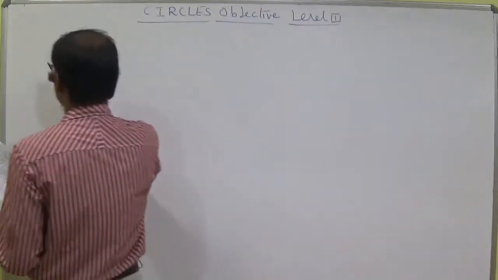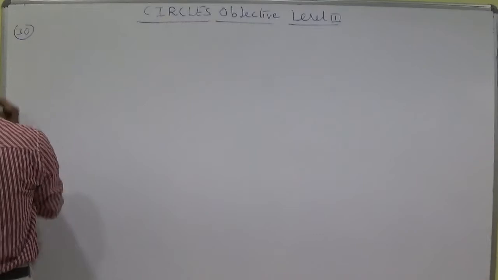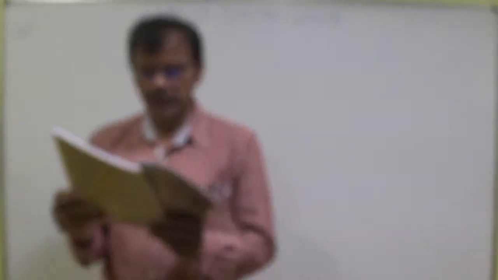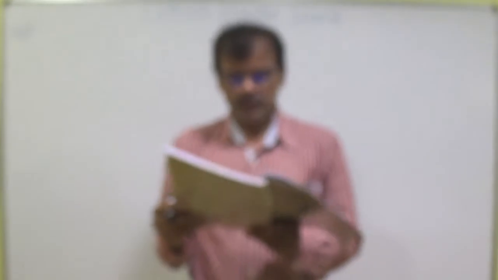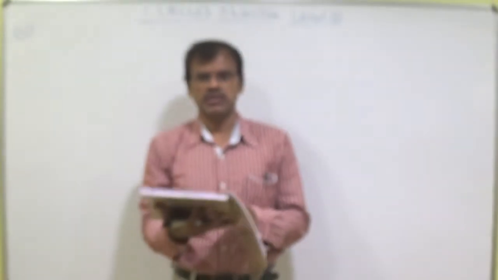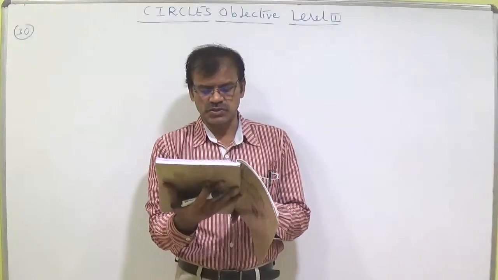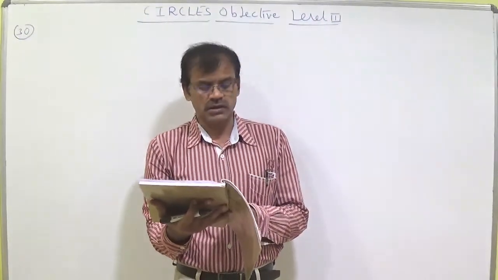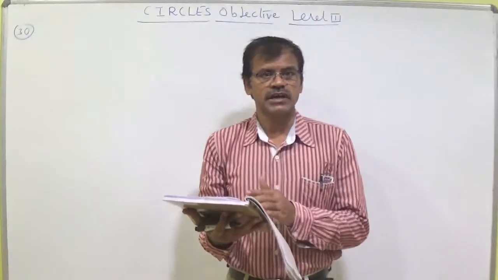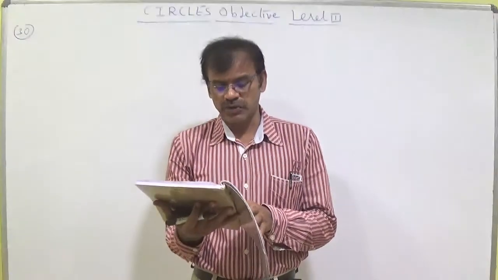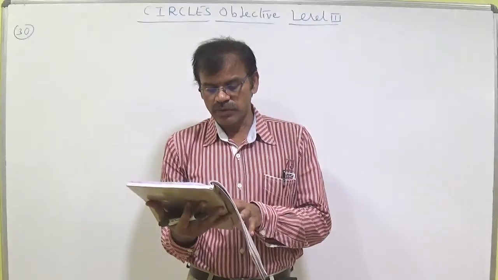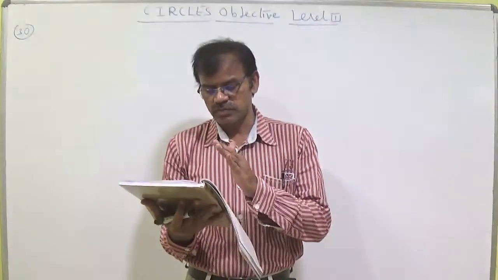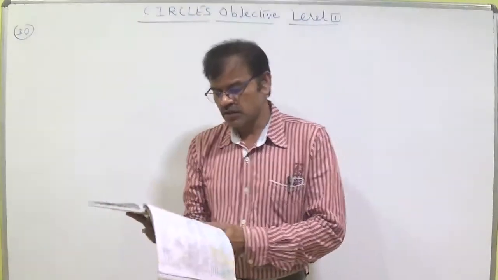Circles objective level 3, 30th question. Let A and B be two fixed points. If a perpendicular P is drawn from A to the polar of B with respect to the circle x square plus y square is equal to a square. A circle is given as x square plus y square equal to a square. Two fixed points are there, A and B. Polar of A is a line and polar of B is another line. If a perpendicular P is drawn from A to the polar of B and Q is a perpendicular drawn from B to the polar of A, then what is the condition according to the options?